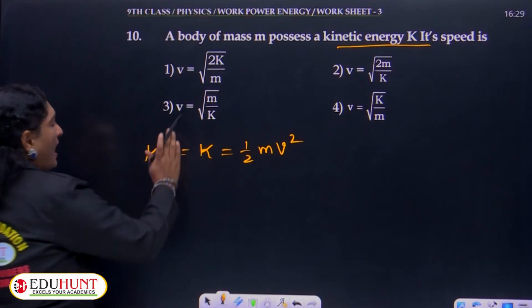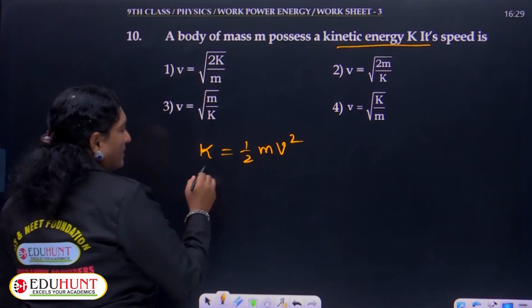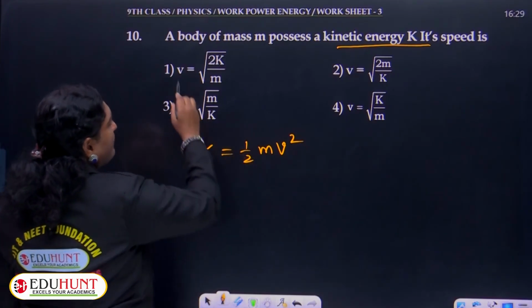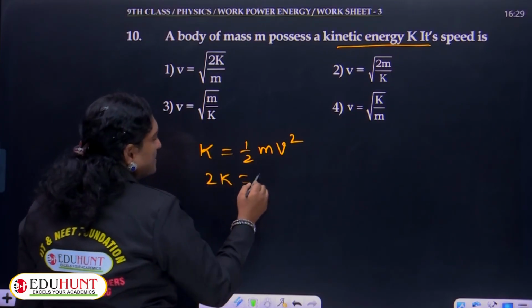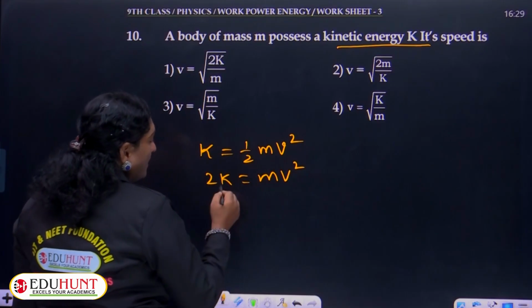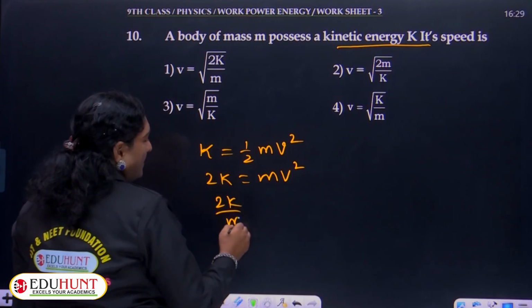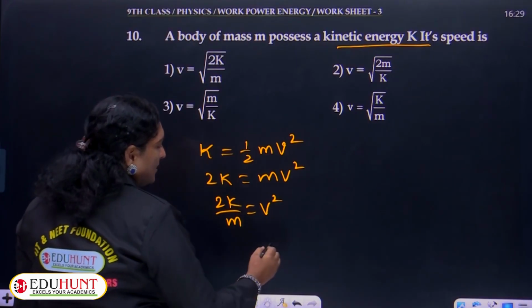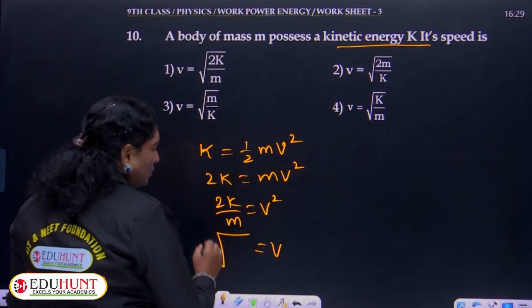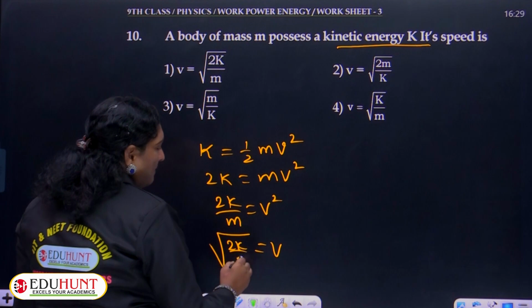If K equals half mv square, then what is the value of V? Bringing the 2 here, 2K equals mv square. Bringing the m here, 2K by m equals V square. So if I want to find the value of V, the value of V will be root over 2K by m.